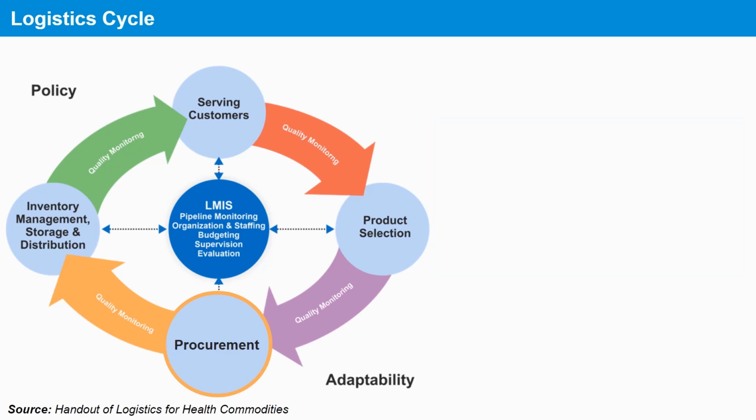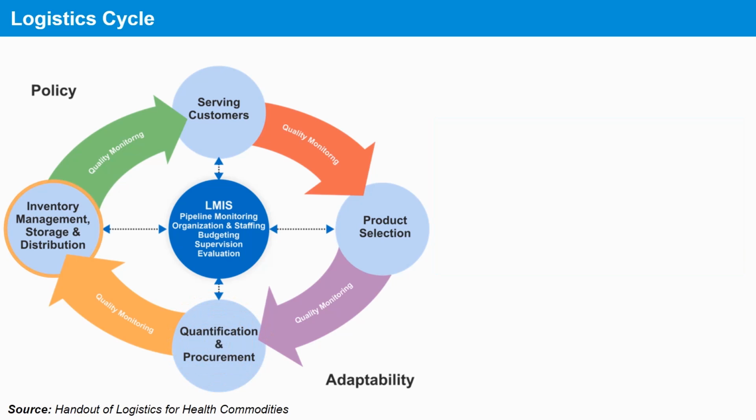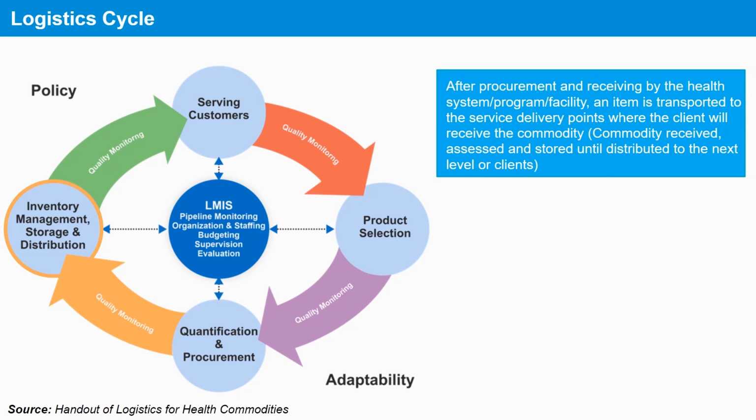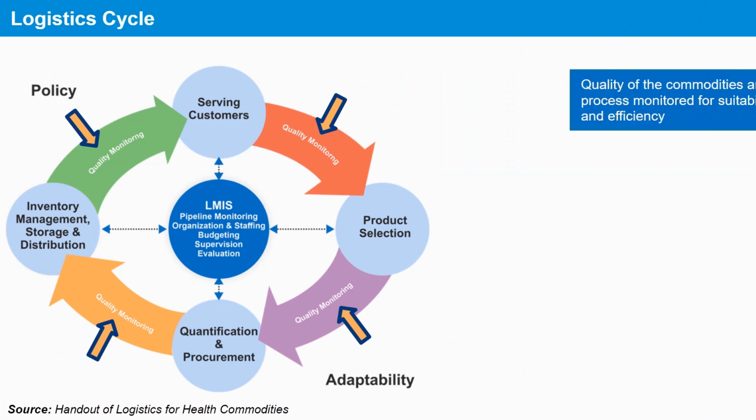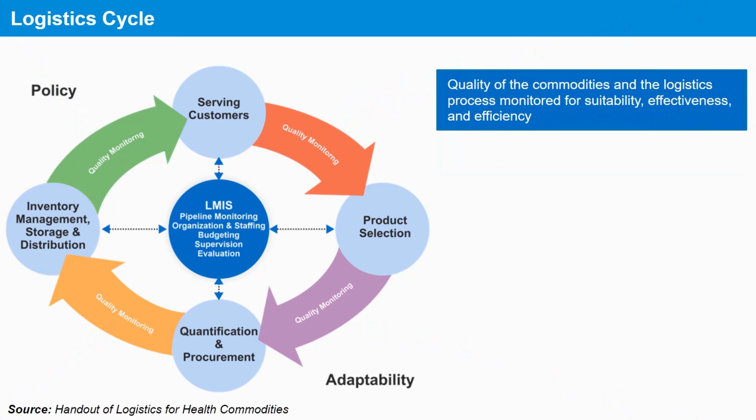The next stage in the logistics cycle is inventory management. After an item has been procured and received by the health system or program or facility, it must be transported to the service delivery points where the client will receive the commodities. During this process, products are received, assessed, and stored until they are distributed to the next level or a client needs them.